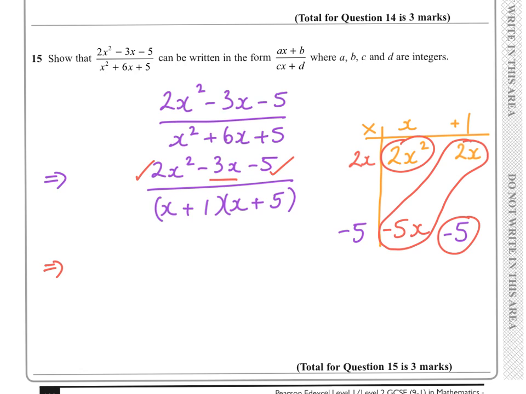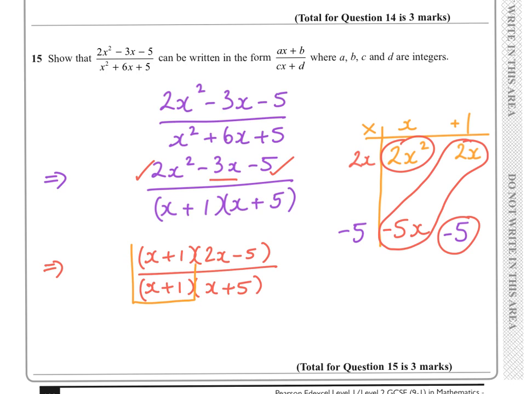So we can write the numerator as x plus 1 times 2x minus 5 over x plus 1 times x plus 5. And then x plus 1 divided by x plus 1 is just 1, and so our final answer would be 2x minus 5 over x plus 5. So we can see our value of a here was 2, our value of b, negative 5, c, 1 in this case, and d, positive 5.